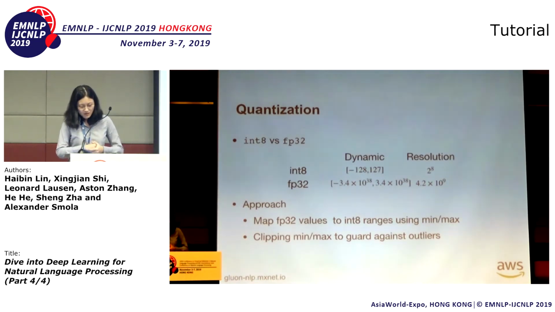So the approach is that let's say we have an operator, and if we know the min and max value of the output of this operator, we can scale that and map it back to the range of int8. A potential challenge here is that there can be outliers with very large or very small values. Then the scaling wouldn't be very efficient due to these outliers. So a common trick people use is to clip the min and max values to guard against the outliers.